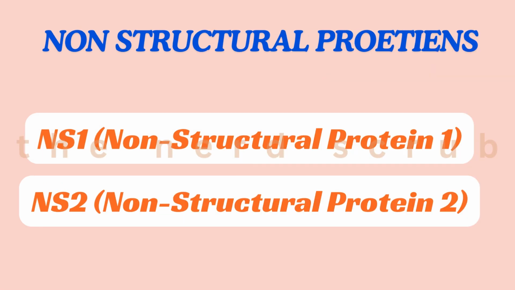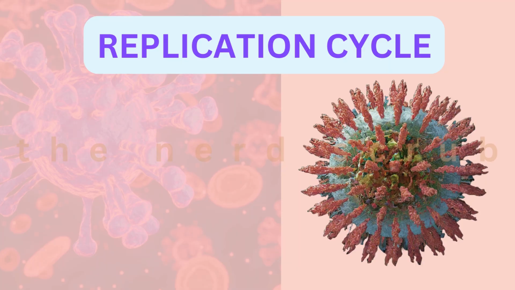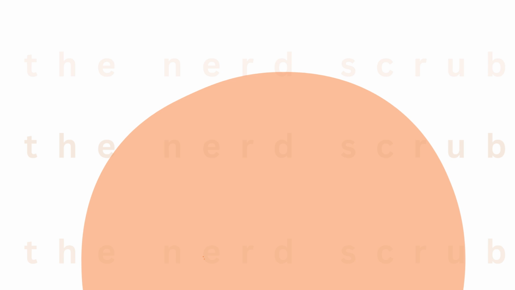There are some non-structural proteins, that is NS1 and NS2, that are involved in evading the host immune response and facilitating the viral replication. So the replication cycle of influenza virus involves key concepts that are very basic for each virus, that is entry and attachment.